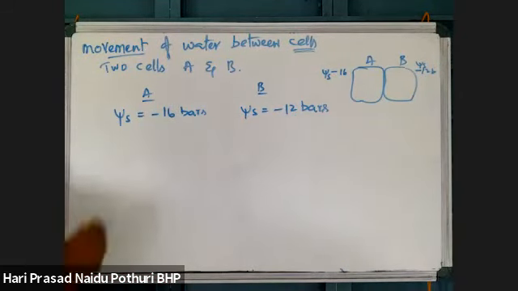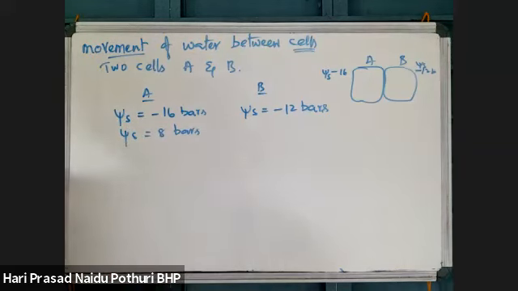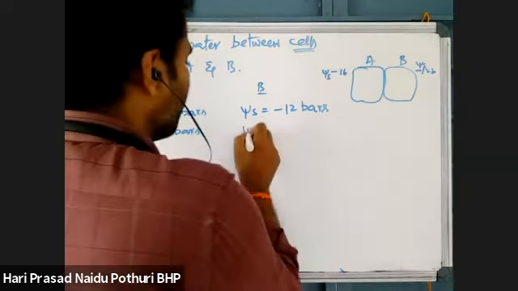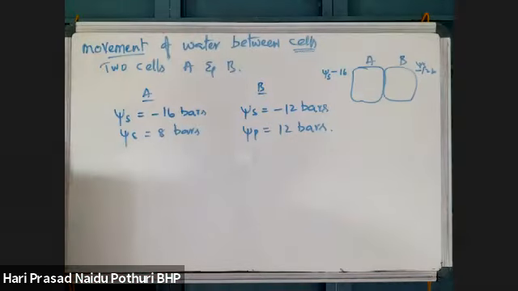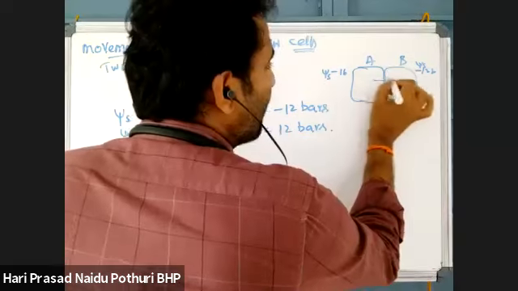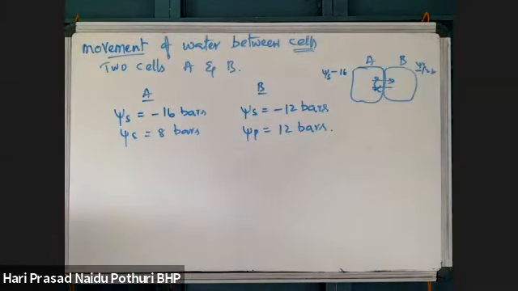Cell A has a pressure potential of 8 bars, whereas cell B has a pressure potential of 12 bars. Then the movement of water is from cell A to B or B to A? How will water move? From which cell to which cell is there movement of water? Yeah, A to B you are saying, yes.